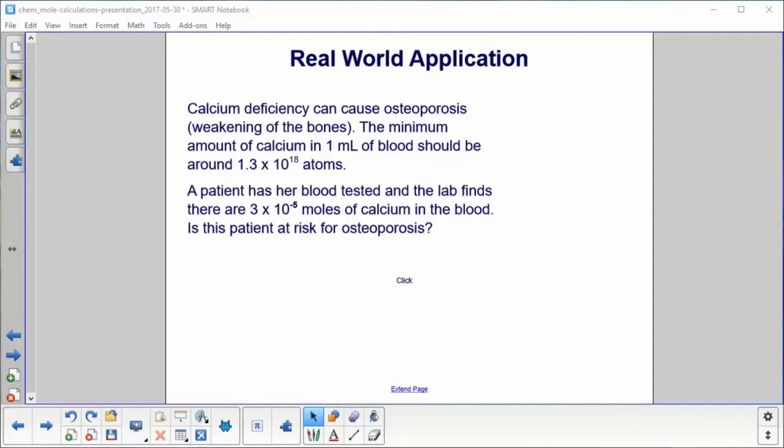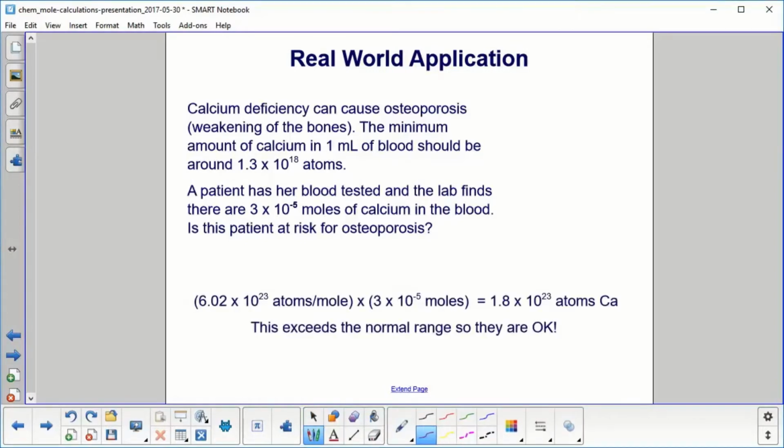Well, first try and work it yourself, and you can pause this video if you need to. And when you're done, let's just click here. So we do the calculation. Here's Avogadro's number, 6.02 times 10 to the 23rd atoms per mole, times the number of moles that the lab technician found out. Just notice the unit cancellation here.